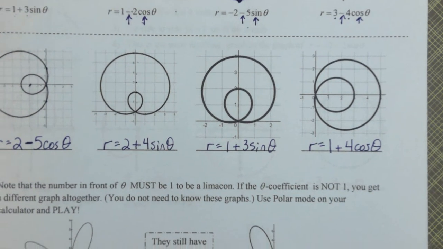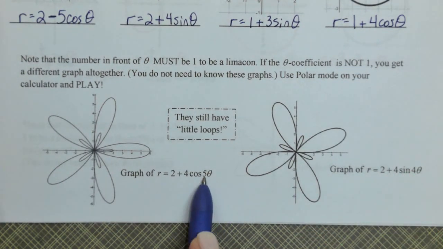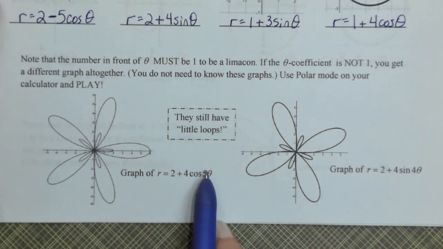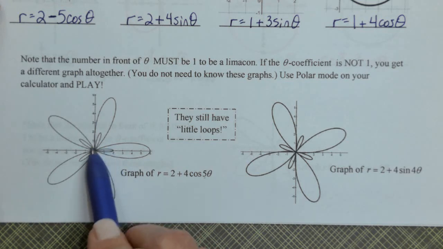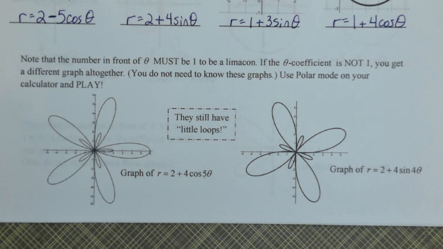Okay, what happens if you have a coefficient that is not a 1 on your theta? Well, then you get a flower-looking thing. They still have little loops, but this time those little loops are inside of your little petals. Okay? They're so cute. I do encourage you to get out your calculator and play with these. You have a lot of fun with it.